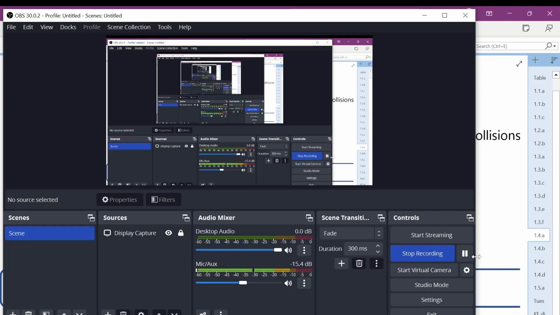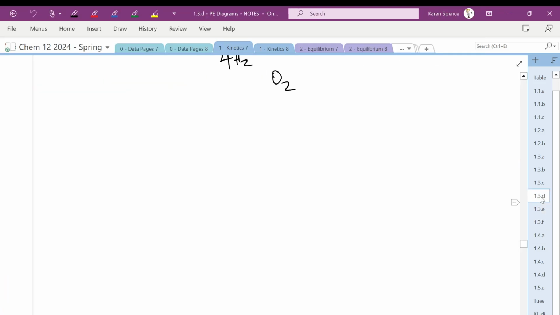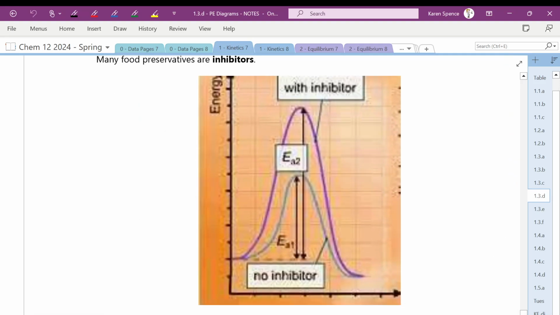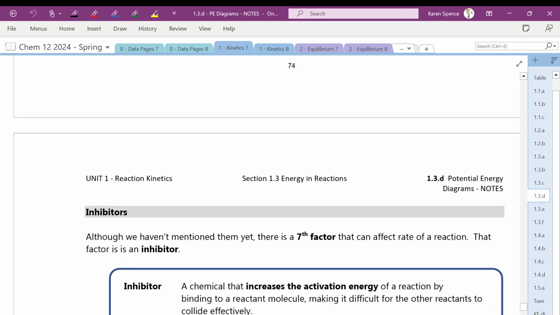So yeah, we need to talk about inhibitors. So let's go back to page 75.